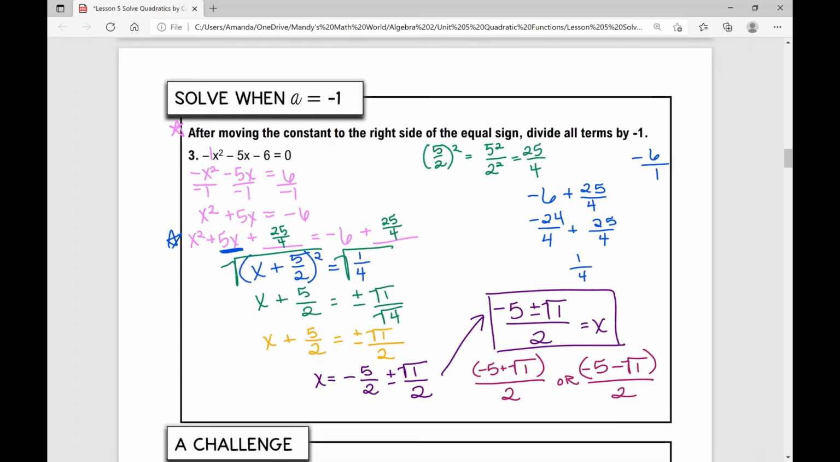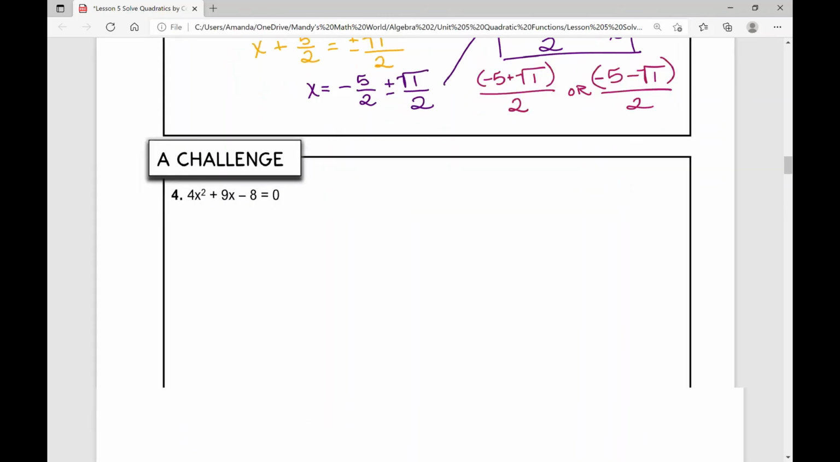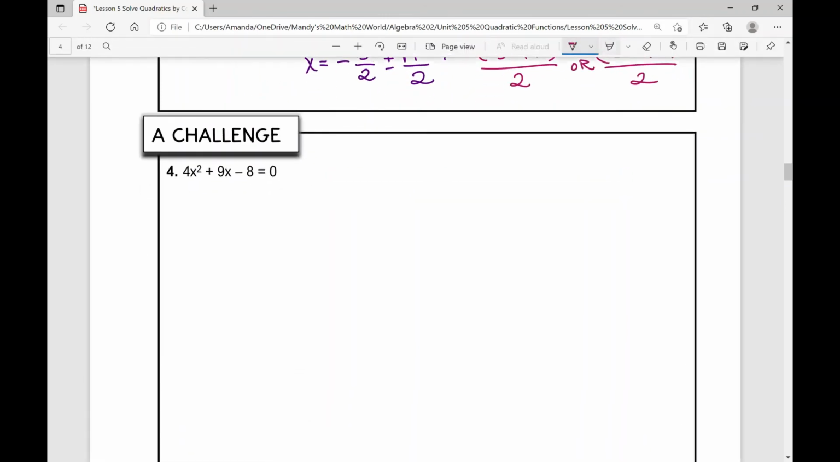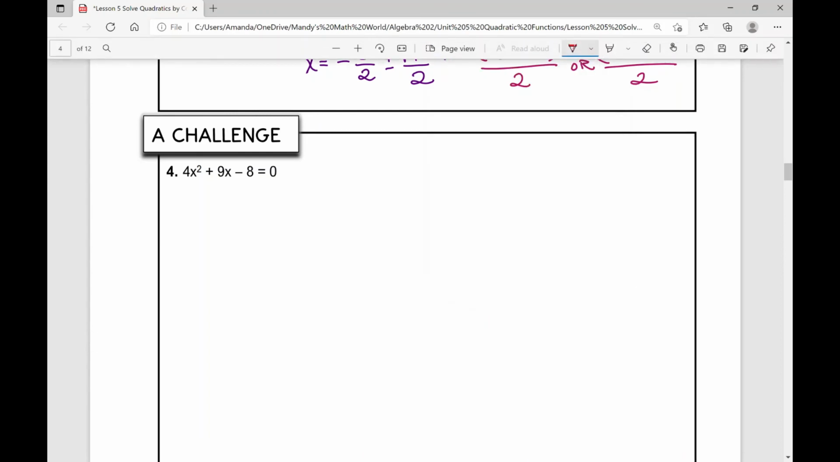Because if you take the square root of a non-perfect square, it's an irrational number, right? So it never ends and it never repeats, so you've got a round. Let's go on to, is this our last problem? This is our last problem. This is the challenge. Okay, here we go. What are we working with here?